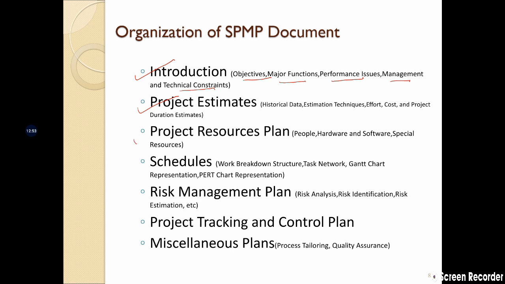Other than that, you also have the project resource plan. This will tell you about the software, the people who are going to be a part of it, what is going to be the hardware plan, what software you'll require, and whether there is any specific kind of resource that you need which is rare. So all that will go in your project resource plan. These are all, you can call them, the headings of each chapter of your SPMP document.